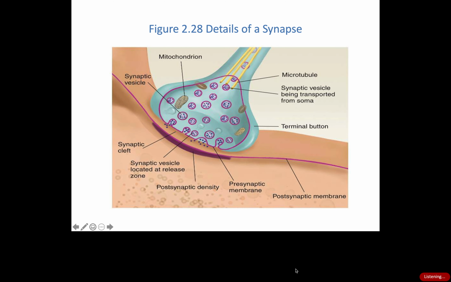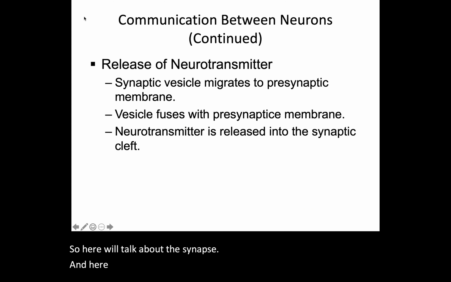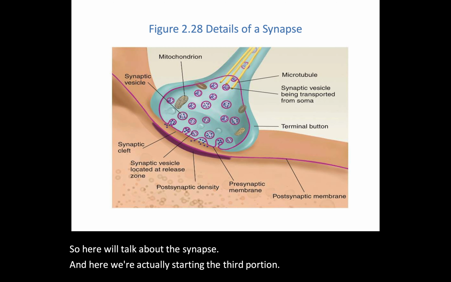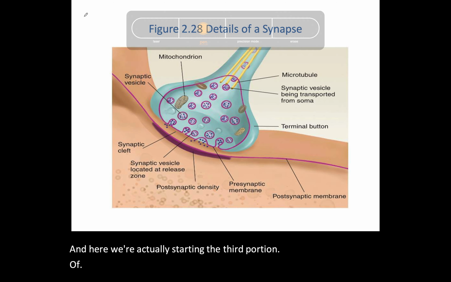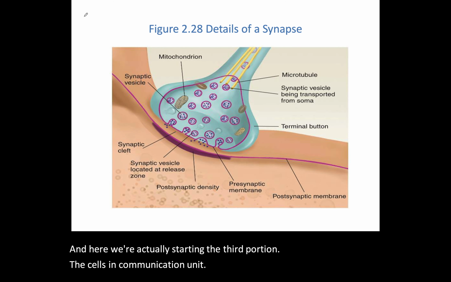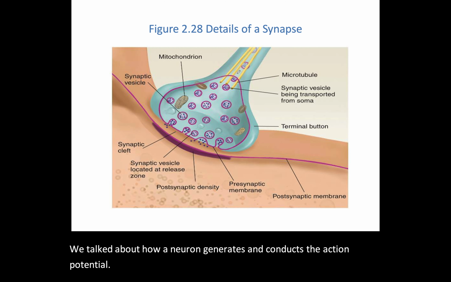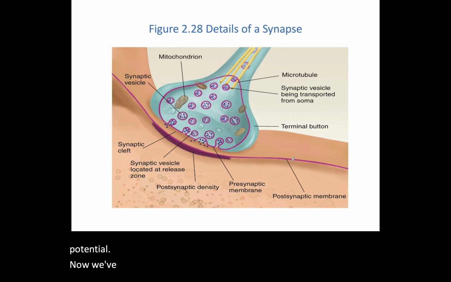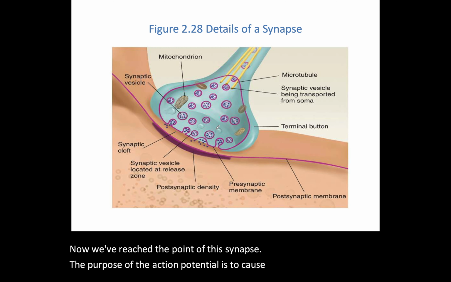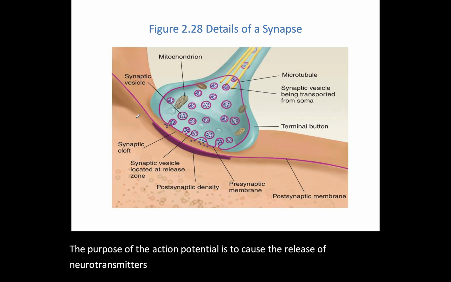So here we'll talk about the synapse, and here we're actually starting the third portion of the cells and communication unit. We talked about the cells of the nervous system. We talked about how a neuron generates and conducts the action potential. Now we've reached the point of the synapse, because the purpose of the action potential is to cause the release of neurotransmitters and lead to cellular communication.